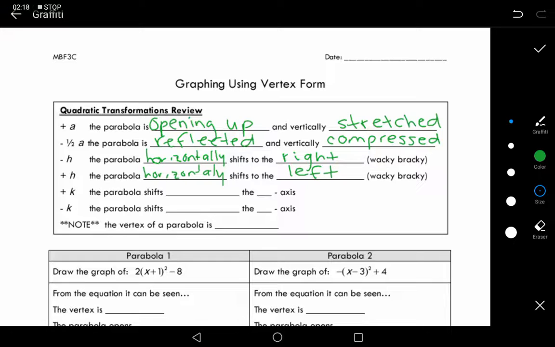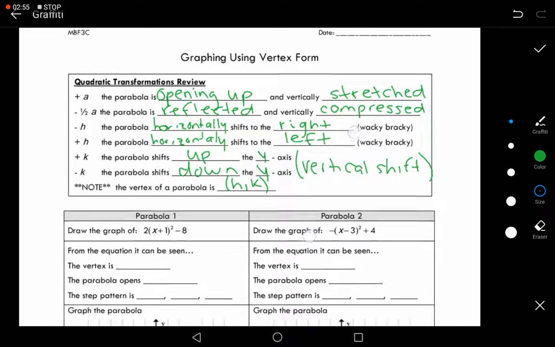Okay, moving on to our last parameter, it's k. So if we have a positive k, we're simply shifting up the y-axis. If we have a negative k, we're simply shifting down that y-axis. Okay, so again, those are vertical shifts. And then just a note that you should remember is that the vertex of the parabola is always going to be h, comma, k. Okay, so again, that's just a review of those transformations.